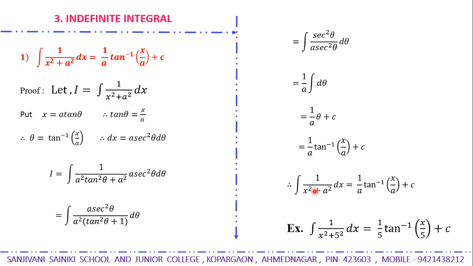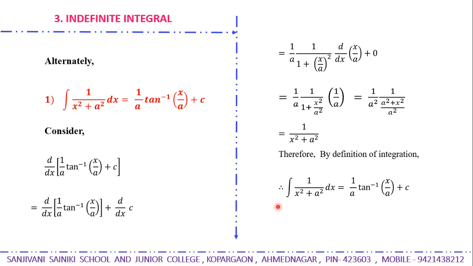Now, if I give an example like integration 1 upon x square plus 5 square, how do we find the integral of this function? For that we use the formula 1 upon 5 tan inverse of x by 5 plus c. Here a is 5, so we can directly use the formula to evaluate integrals of this form. Now this is one way to prove the theorem. I have another way to prove the same theorem, using the definition of the integral.